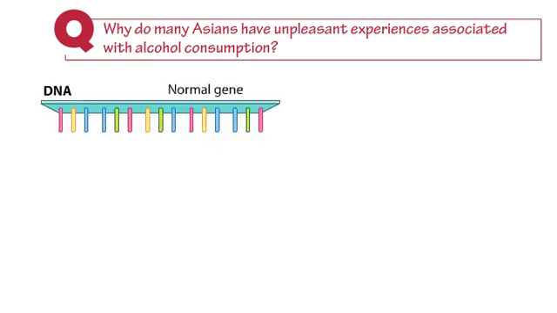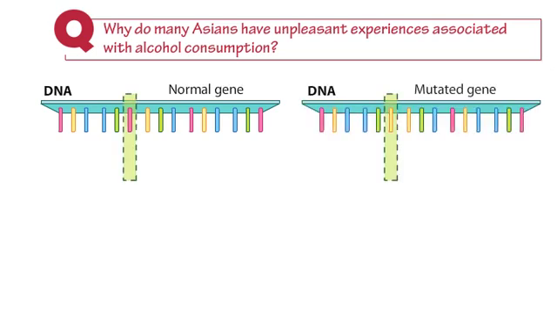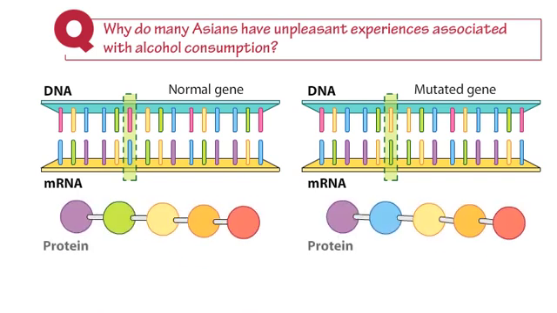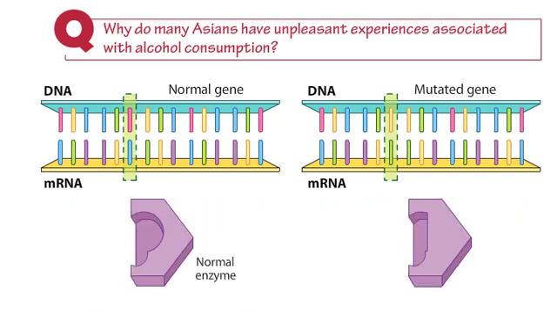The answer lies in a particular gene in the DNA. Certain mutations in this gene result in fast flush responses. The normal gene and the mutated gene differ at a single base in the DNA sequence. This difference is transcribed into the mRNA and translated into the protein. While the normal sequence results in a normal enzyme, the mutated sequence results in a non-functional enzyme.